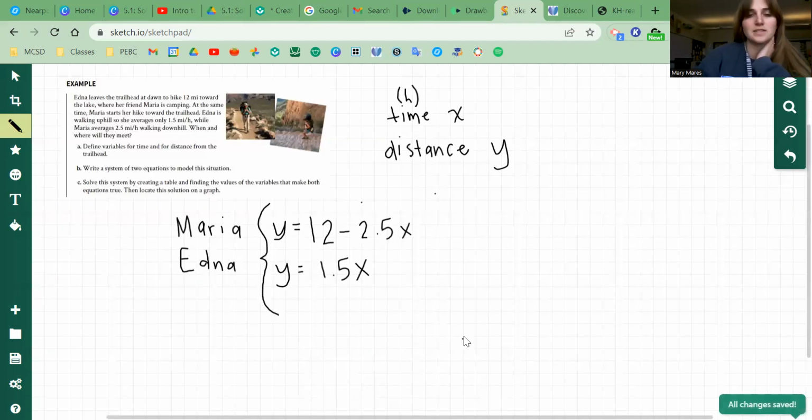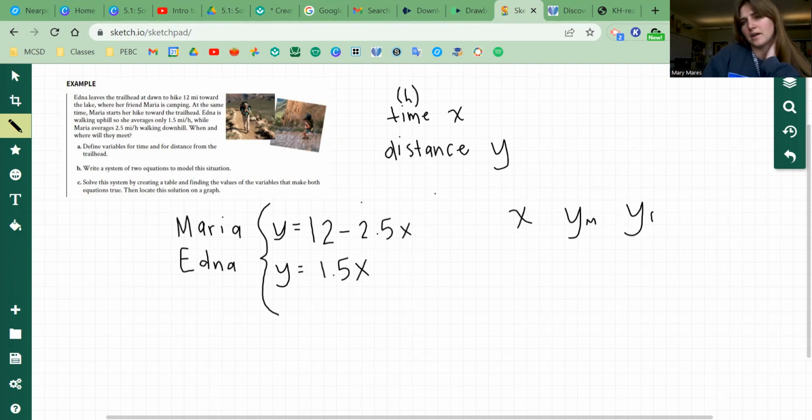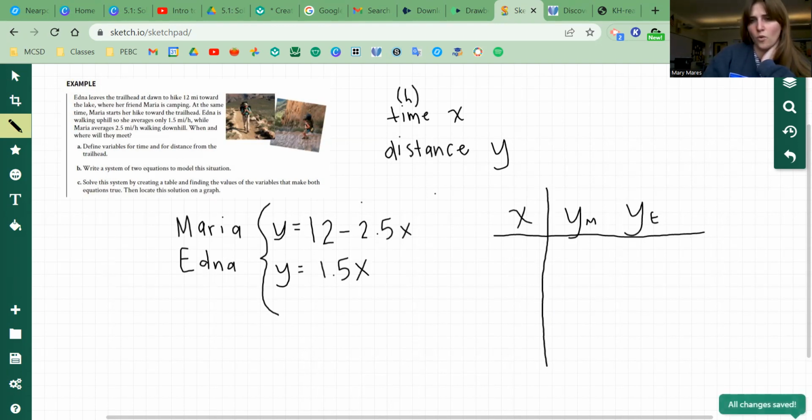Now we're going to solve this system both by graphing and by creating a table. So let's start by creating the table. I'm going to write x first, and then I'll write Maria's y, so y sub m, and then Edna's y, so y sub e. And I'll create a table so we can figure out when and where they'll meet.